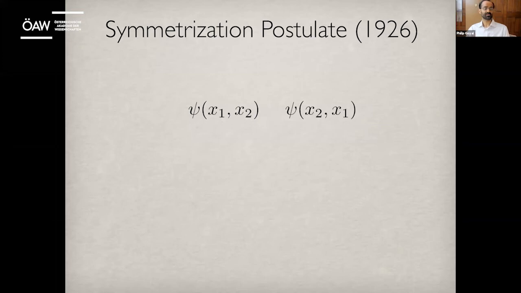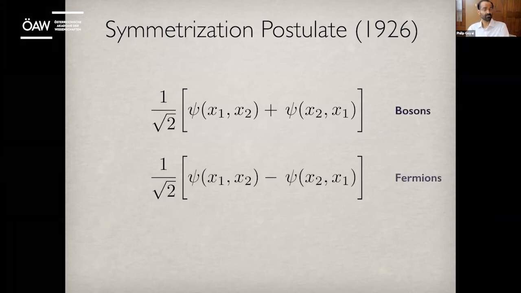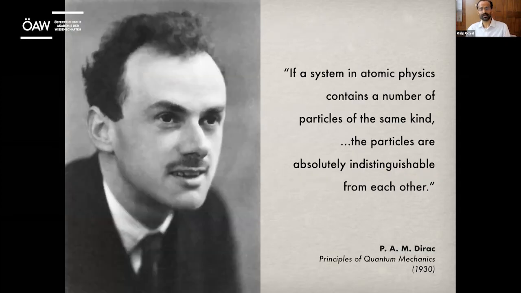And so to remove this theoretical redundancy, he said, well, okay, let's disallow each of these states separately and just allow symmetric or anti-symmetric combinations of them. And this reproduced the Bose and Fermi counting procedures. So it's a very elegant argument and a very elegant formalization. And Dirac himself, on the basis of this, interpreted his procedure as follows. He said, if a system in atomic physics contains a number of particles of the same kind, identical particles, the particles are absolutely indistinguishable from one another.